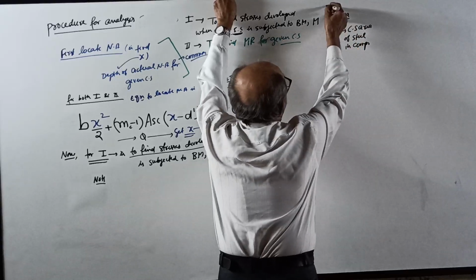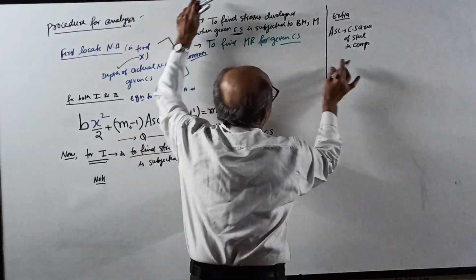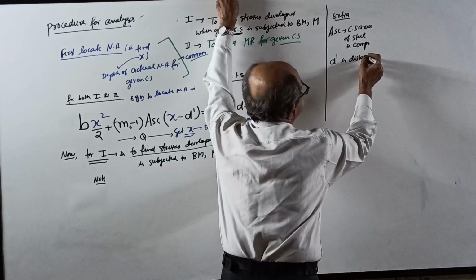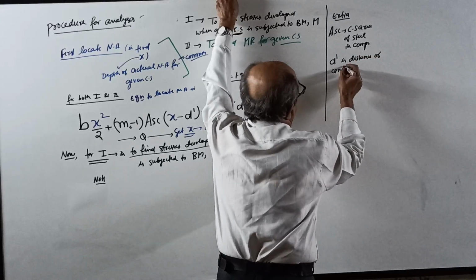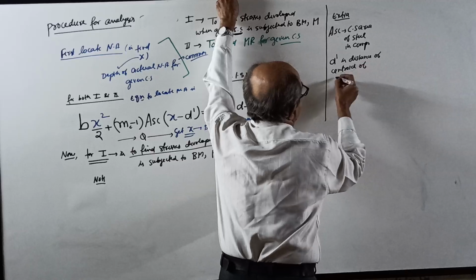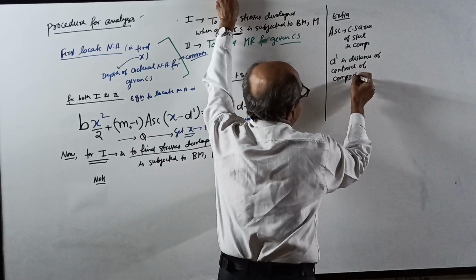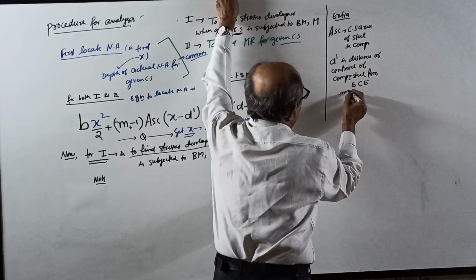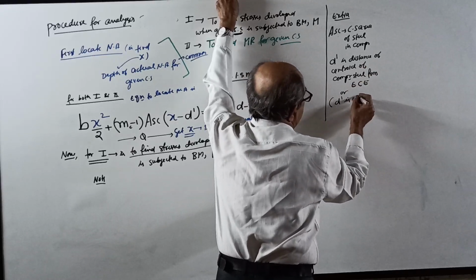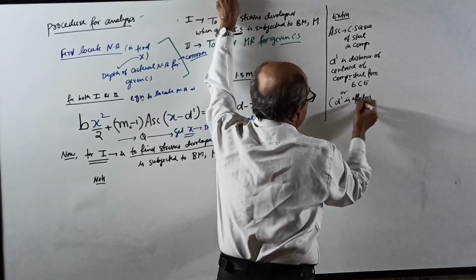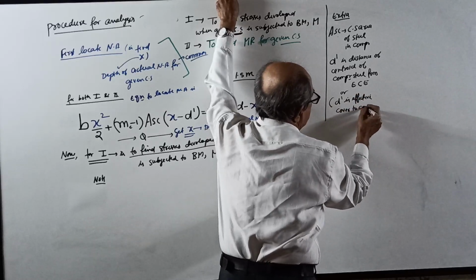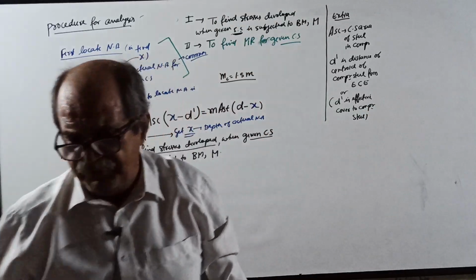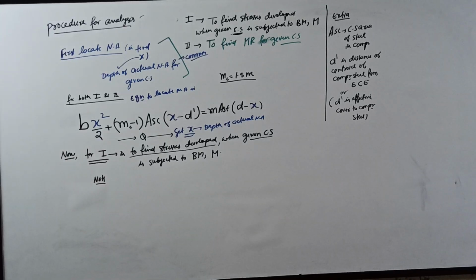You should do one thing. Before you start here, write this one first. Then D dash is distance of centroid of compression steel from extreme compression edge, or you can tell D dash is effective cover to compression steel.